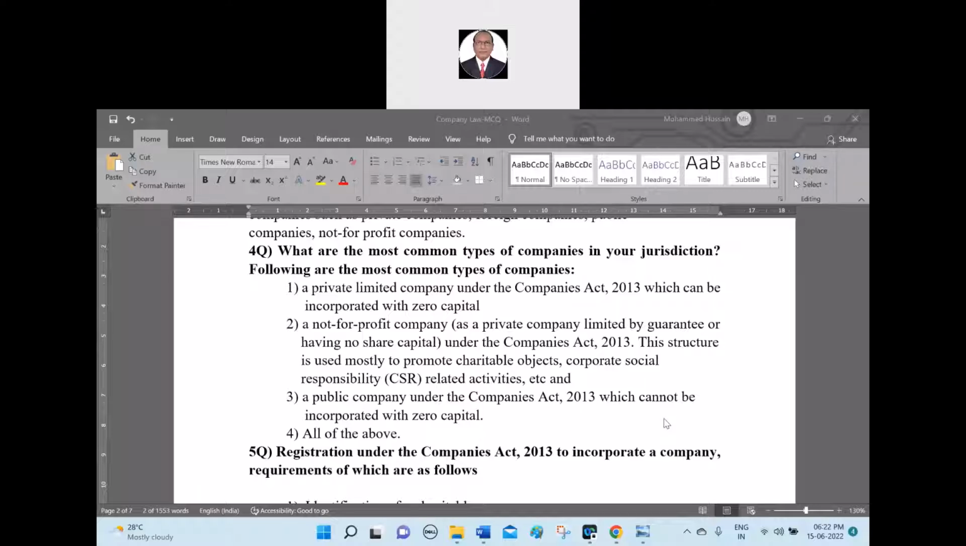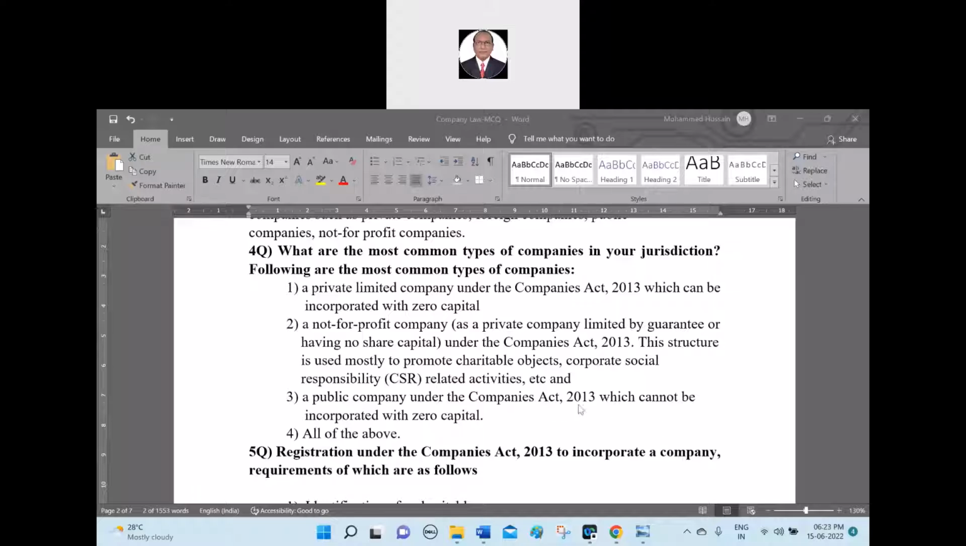I think it's third one, sir. Is it? Third one? Wrong. Why? Because second one is wrong, sir. Why? Because you are saying a not-for-profit, a non-profit organization, I think so. Second one is wrong. A private limited company. See, intentionally I made this question so that you will be confused. All of the above. Answer is? Is it all of the above answer? All of the above. No.